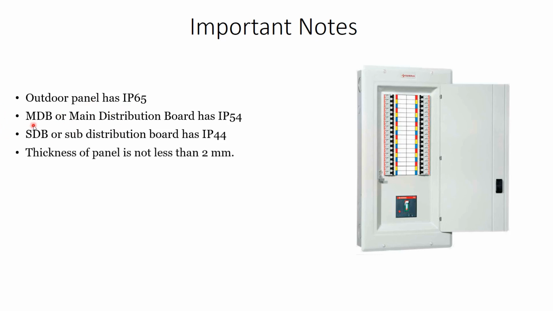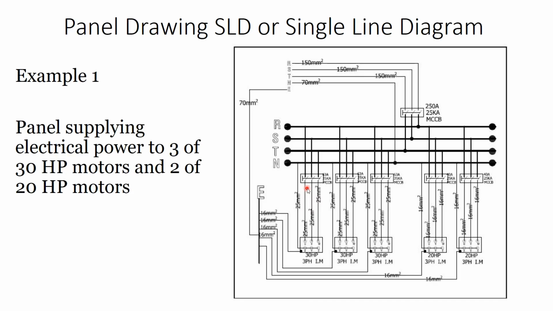The thickness of the panel itself should not be less than 2 millimeters. And of course, we have to earth our panel, or the enclosure of the panel. It is, of course, important.